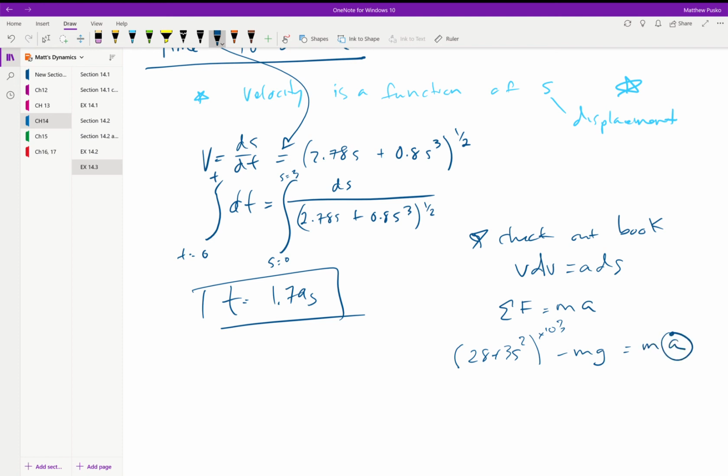Now this acceleration will come out as a function of s and can go in there. So we could still find the velocity. Go ahead and try it out. Make sure you can do it both ways. This unit, we're going to focus on energy methods and work methods though.